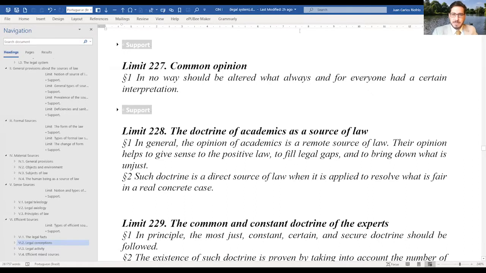The doctrine. Probably when you have studied at the very beginning of the career the sources of law, you have heard, well, the first one is the written law for many of them, and probably customs, and probably jurisprudence, and probably doctrine. But many times people used to say that doctrine is not directly a source of law. But in any case, it's a source of law. Why? Because it gives us some conception of what is law.